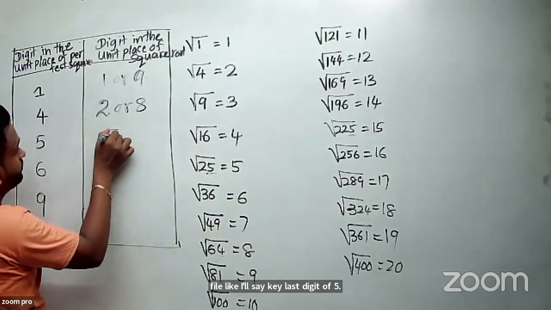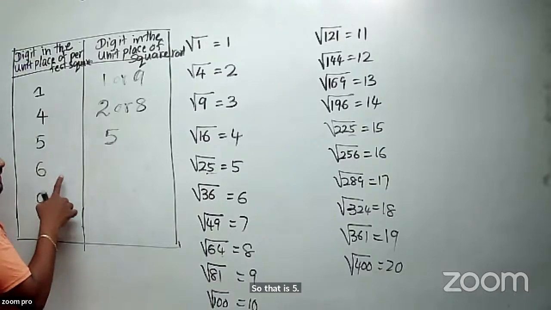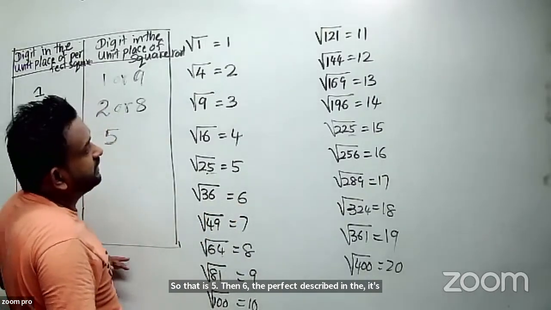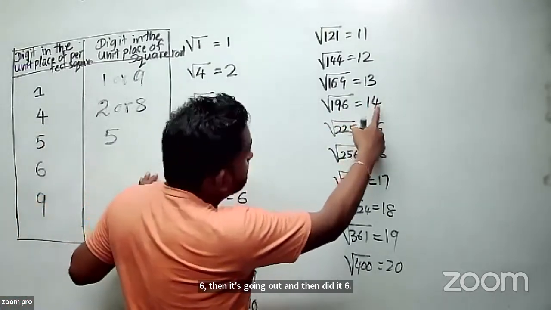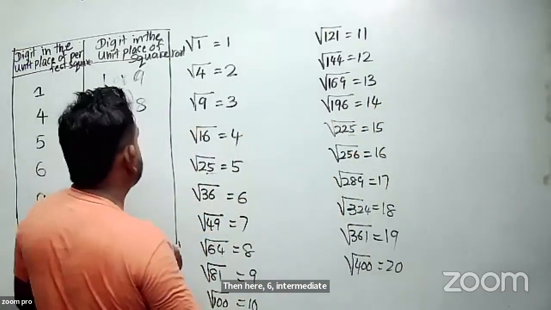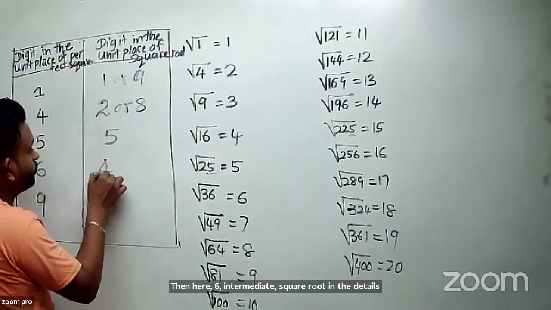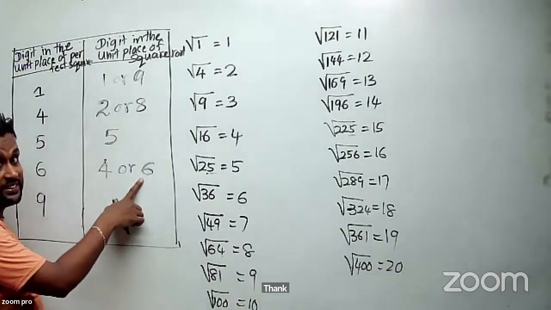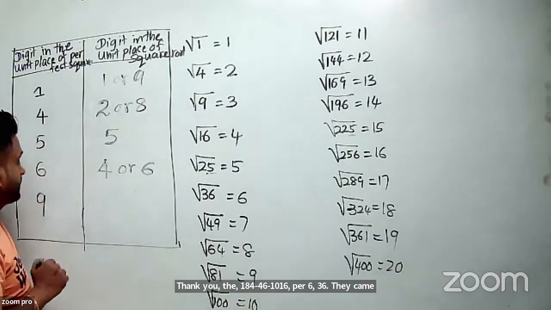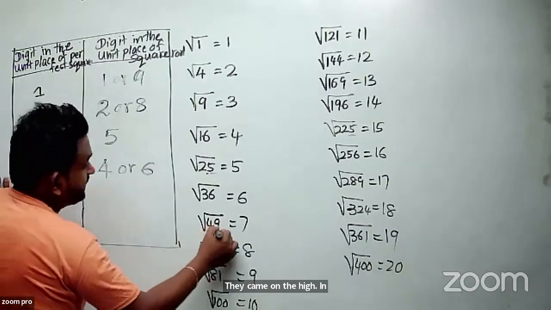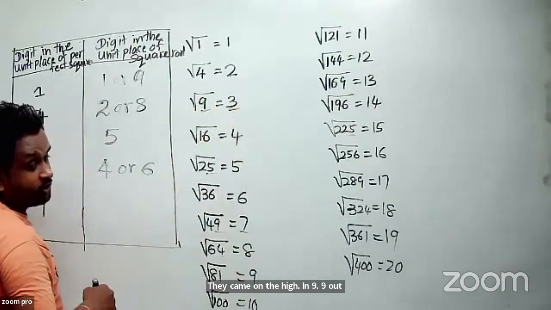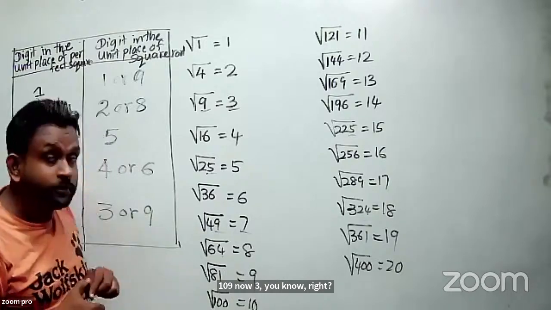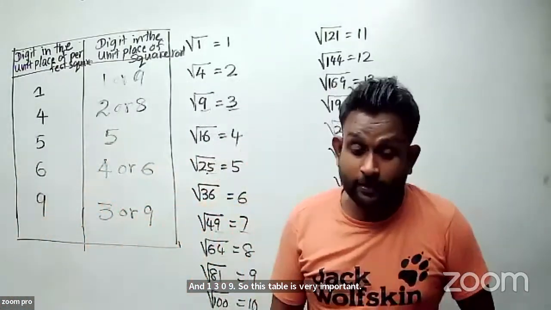So that is 5. Then 6, the perfect square ending digit 6. Then the square root ending digit is 4. Right. So the answer is either 4 or 6. Now that is clear, because 4 into 4 is 16, 6 into 6 is 36. Both end with 6. Then 9: ending digit 9, root ending digit 7 or 3. So this table is very important for finding the square root of any value.